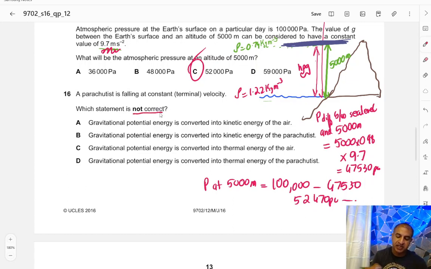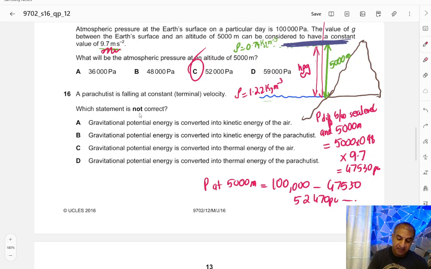That means we need to find the statement which is not correct. Gravitational potential energy is converted into kinetic energy of the air. This is absolutely correct, so this is actually the right answer. The gravitational potential energy is converted into kinetic energy of the parachute is definitely not correct. Sorry.